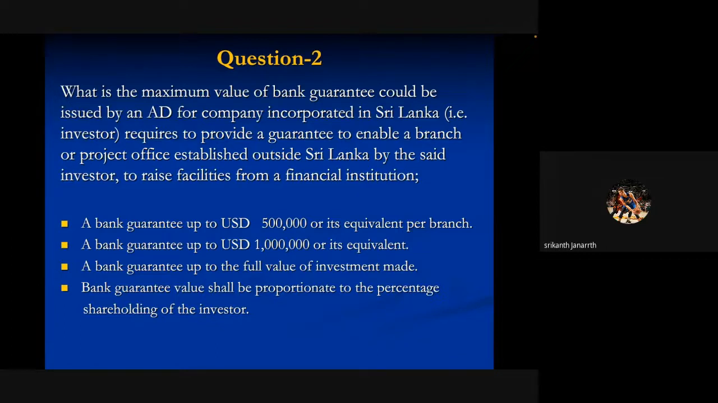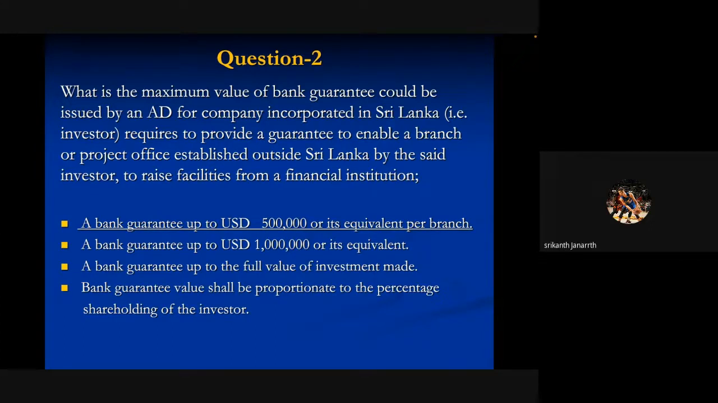What is the maximum value of a bank guarantee that could be issued by an authorized dealer for a company incorporated in Sri Lanka, requested to provide a guarantee to enable the branch? I told you, Dialog having a project office, or ALIS having a project office in Male. It's a fully owned ALIS office in Male. How much can the Male office raise in funds? How much bank guarantee can ALIS issue as a branch? The answer is the first one. Yes, up to 500,000 for a branch.